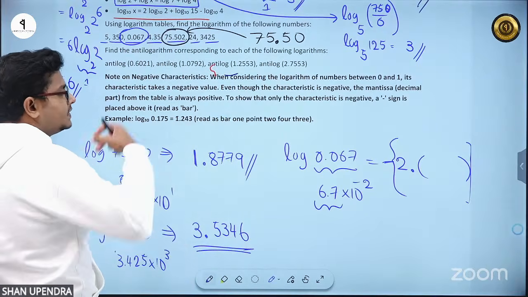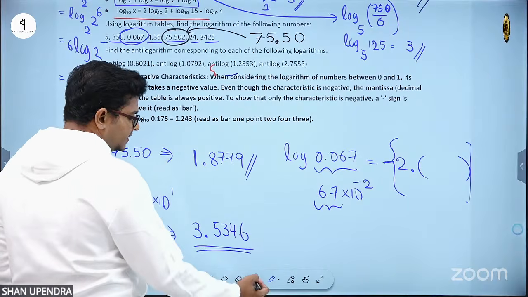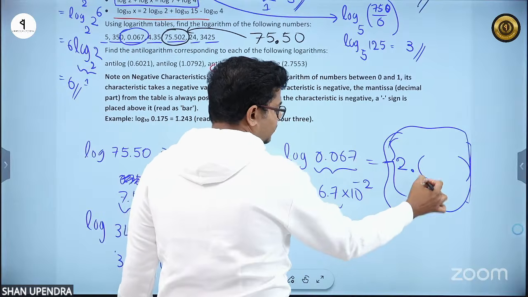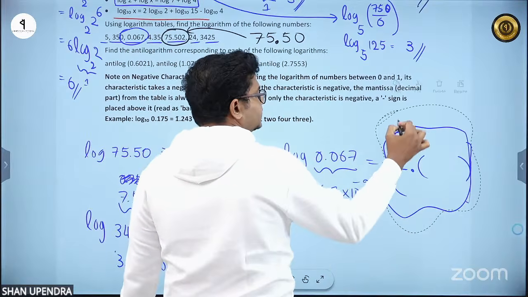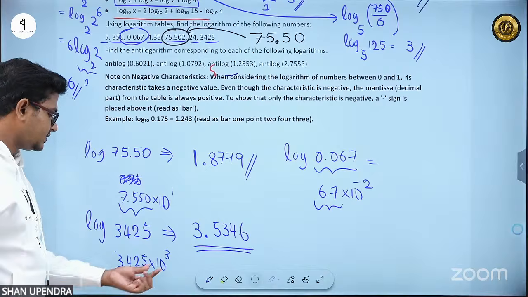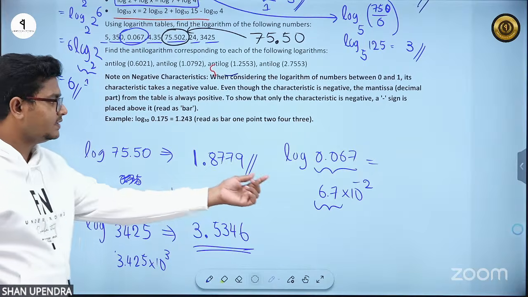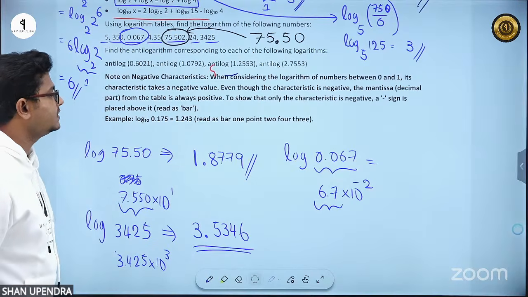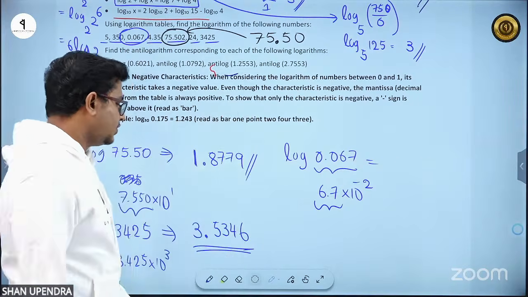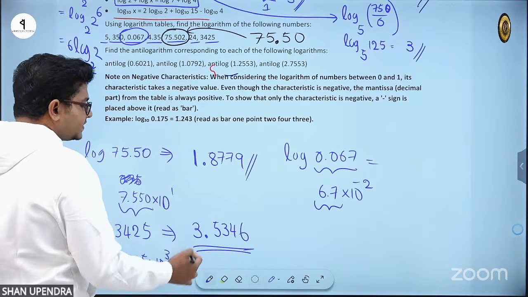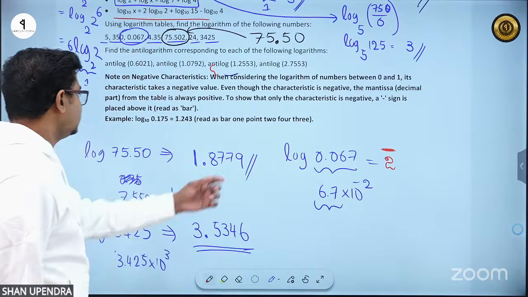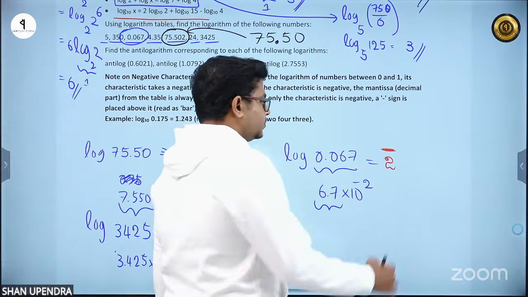So because of that, to represent this minus 2, we have a different representation. Here 6.7 is still positive. Here 3.425 is a positive answer. 10 to the power 3, you can put that 3 here. Likewise, this is minus 2, you need to put minus 2 here. But the problem is when you put minus 2, the whole expression becomes minus. So that only this one is minus, we can introduce the bar sign. Without using minus, we can use bar. So this is bar 2. Then you can represent that.